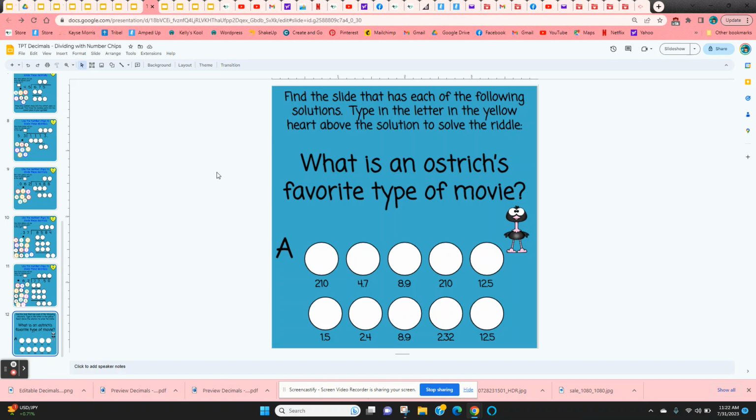So what is an ostrich's favorite type of movie? In order to solve it, all of their solutions from the previous slides are on here. They just have to go back and look through the previous slides. When they find that solution, they're going to look at the letter that's in that yellow heart, and they're going to type it right above its solution. If they've done the slides correctly, it will spell out the answer to the riddle.